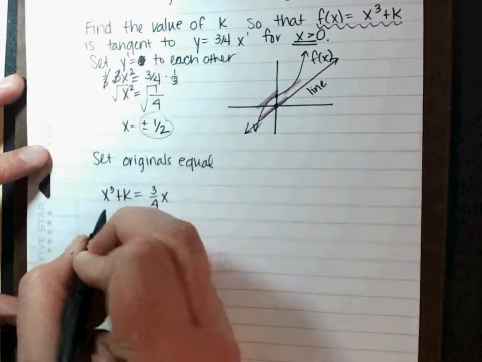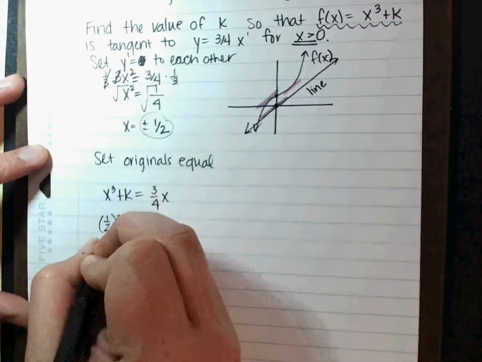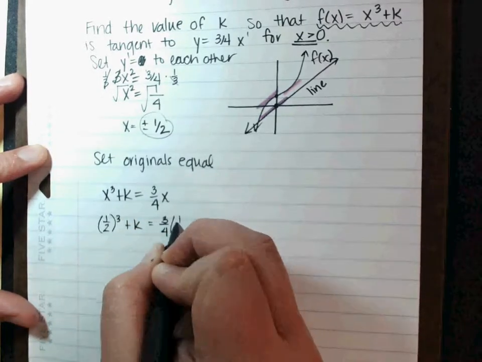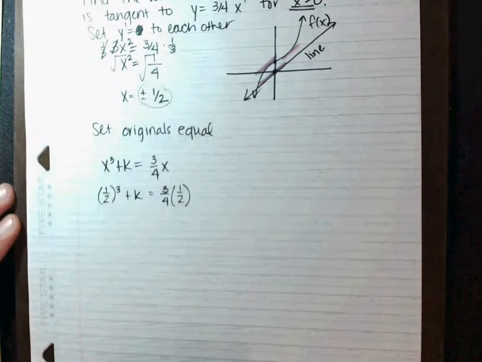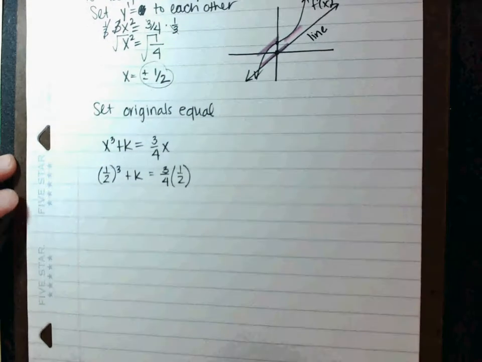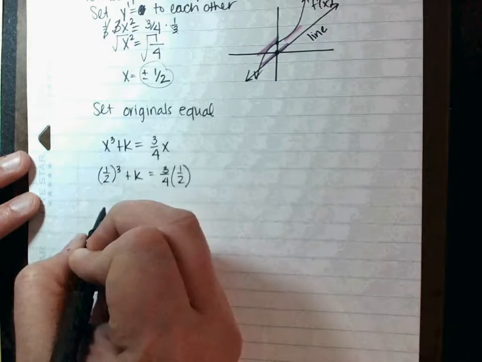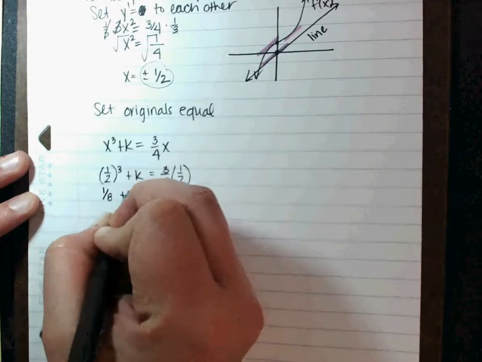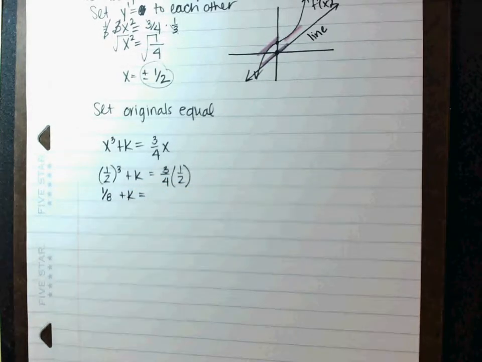So I'm going to plug in, this is now a half cubed plus k. This is 3/4 times a half. What am I going to get on the left side? Remember, cube the top and the bottom. 1 cubed is 1. 2 cubed is 8 plus k. Other side, remember fractions, multiply straight across the top, straight across the bottom. What do I get?